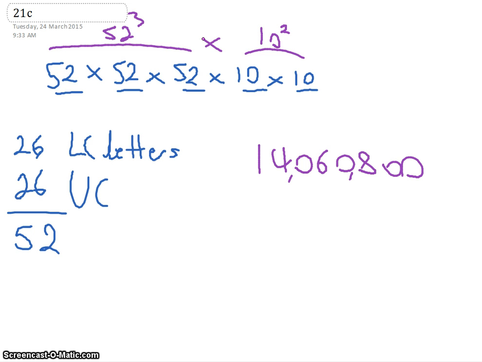Okay, so was that what you got? 14060800? Okay. So you've actually got rid of a lot of choices. And that's all because of those last 2. So that's how many passwords are possible with that combination. Does that make sense? Okay, so you just got to work out what is available on each character.